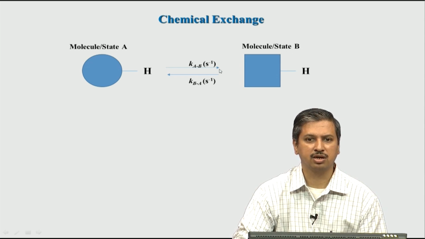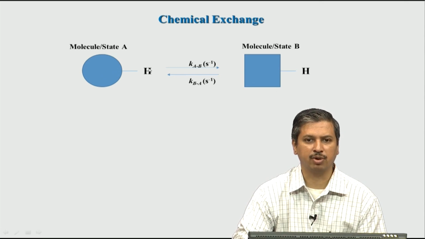And this is a dynamic exchange. That means this hydrogen atom goes from state A in this molecule to state B in this molecule, and comes back to the original state, going forward and back. So this is like an equilibrium steady state system. We can call it a forward rate of exchange and a reverse rate of exchange, and this exchange rate is measured in units of second inverse. This is typically the Hertz scale, which we also use for frequency.